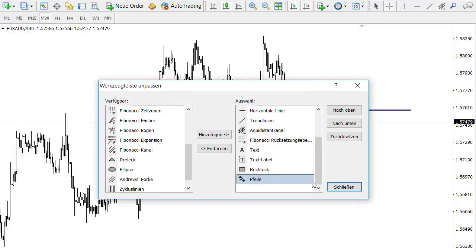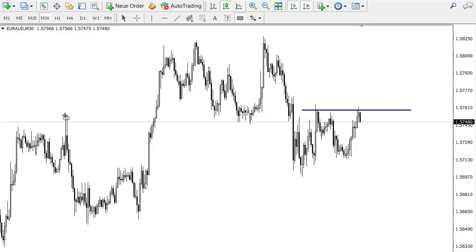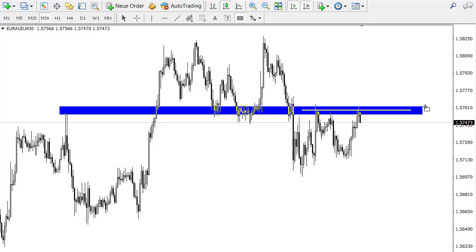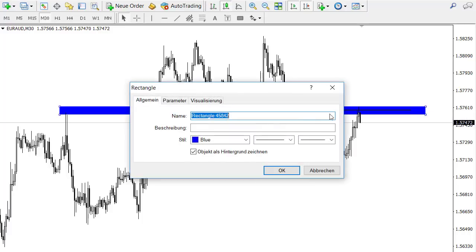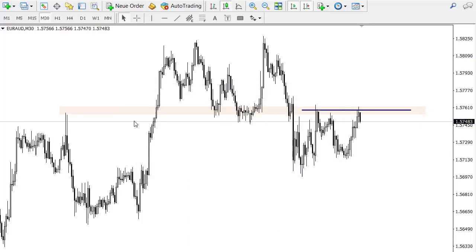So let me just quickly add the rectangle tool here, and we can adjust that a little bit so it's not too annoying on our chart. Here you can see where the low is, and it seems like we are right now in the middle of such a support and resistance zone. Here we do have some confluence, and clearly some reactions here as well. So I would call them noise zones.